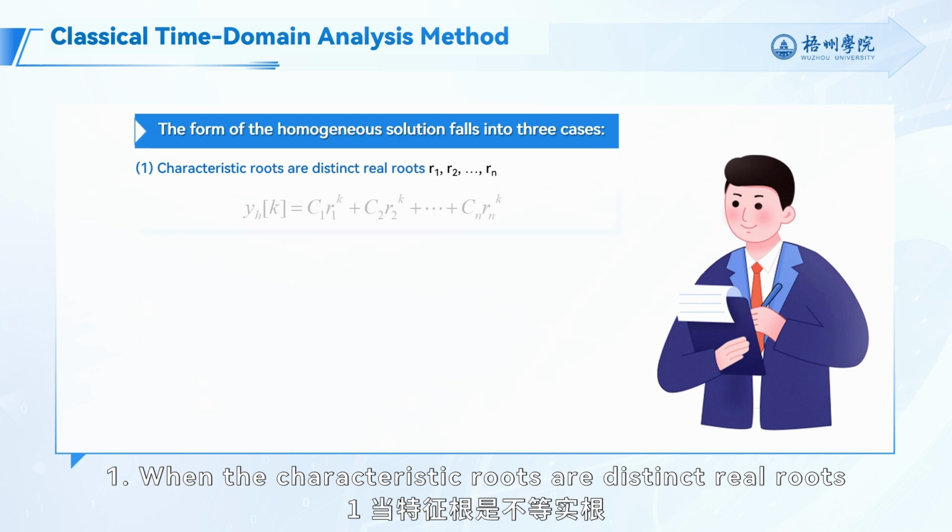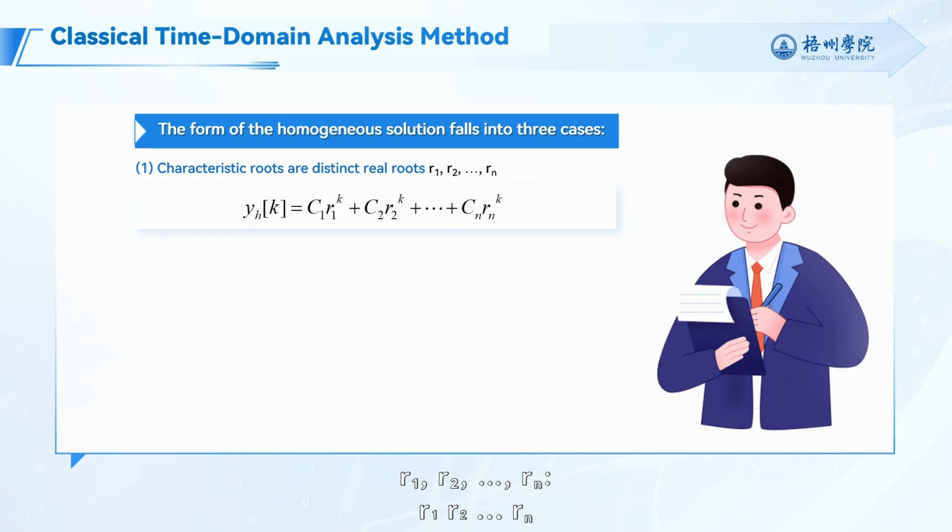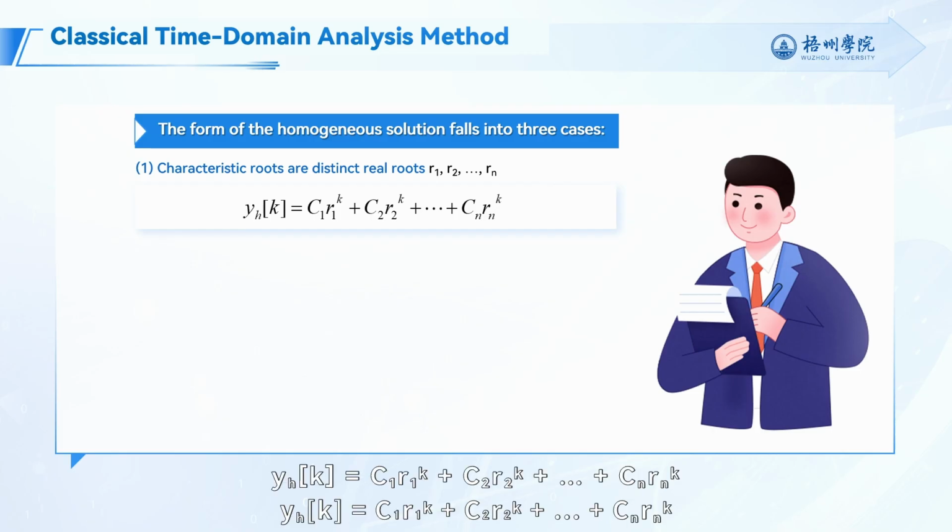1. When the characteristic roots are distinct real roots r1, r2, ..., rn, y_h[k] equals c1 r1^k plus c2 r2^k up to cn rn^k.